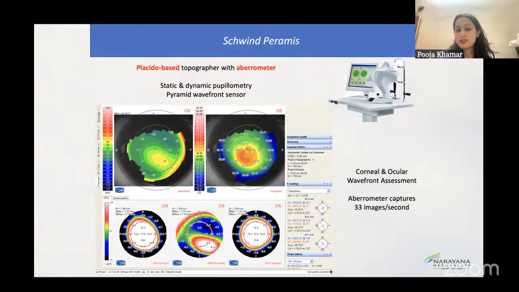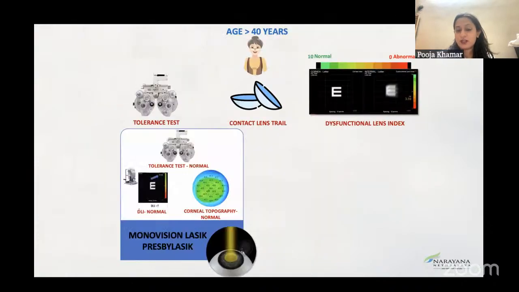Schwind Pyramis, if you have Schwind and if you have Pyramis, it's also similar. It's a Placido-based topographer with aberrometry, which also takes into consideration static and dynamic pupillometry. And that's how the pyramid wavefront sensor works. And that's how it also customizes a wavefront guided treatment for every eye in a unique way. So it's not just one machine, but different machines as well.